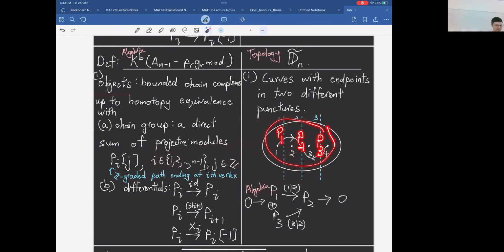But how do we put together these 3 chain groups? Look at the direction of this curve. If I follow the direction of this curve, I should attach a map from P1 to P2, and similarly a map from P3 to P2. This is how I construct these chain complexes.